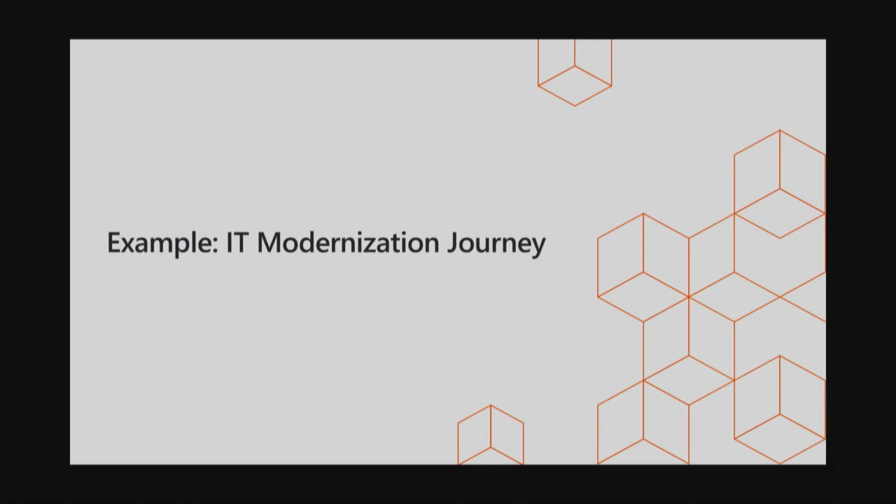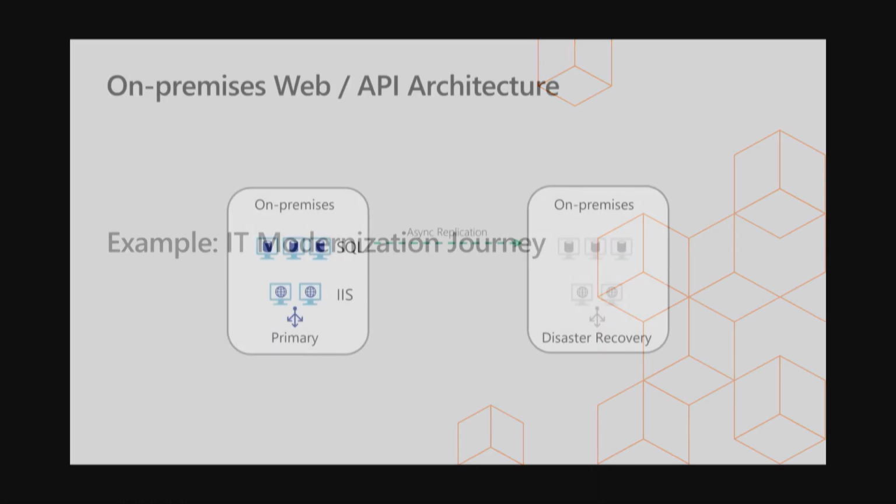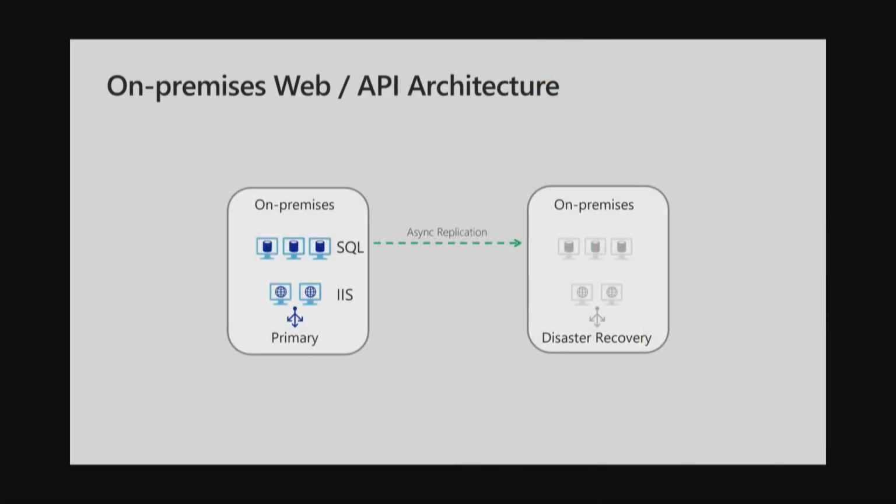So we're going to go through an example, similar to when we opened up, of what people were exposed to. We're going to talk about a beginning on-premises architecture. This probably looks pretty familiar. You have a Windows server or two Windows servers in the front end. You have three SQL servers in the back end. Maybe they're doing some sort of Always On clustering and highly available. And then maybe you have this async replication to an off-site location for your DR.